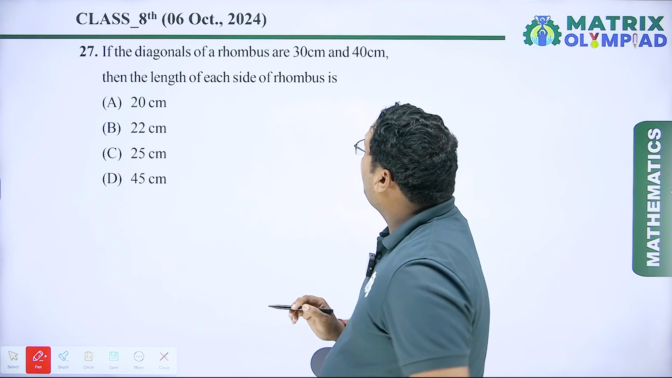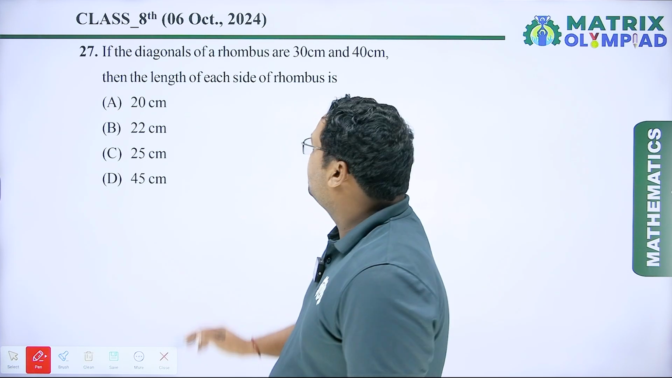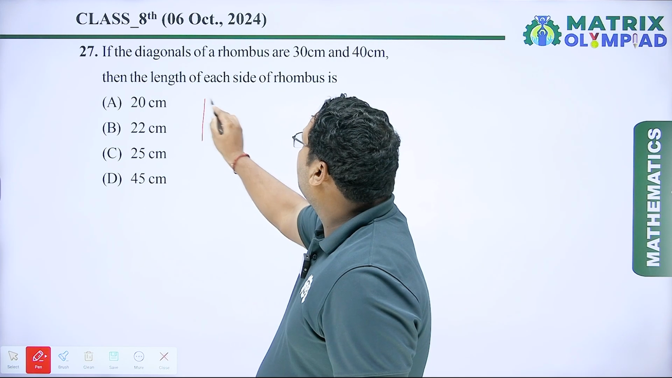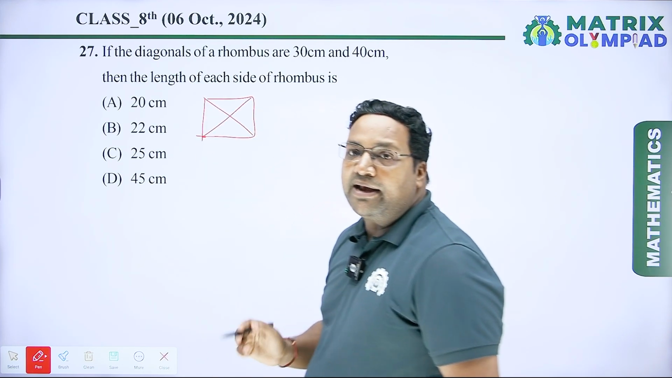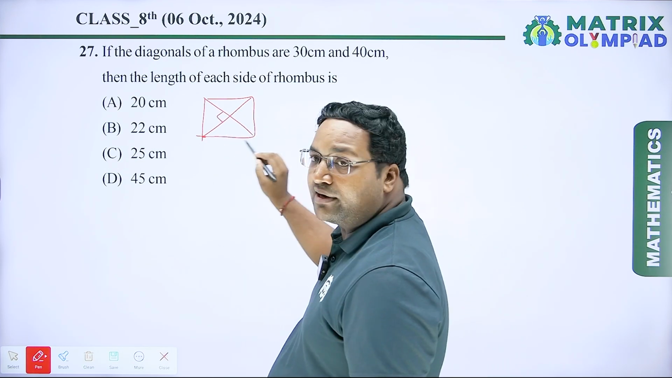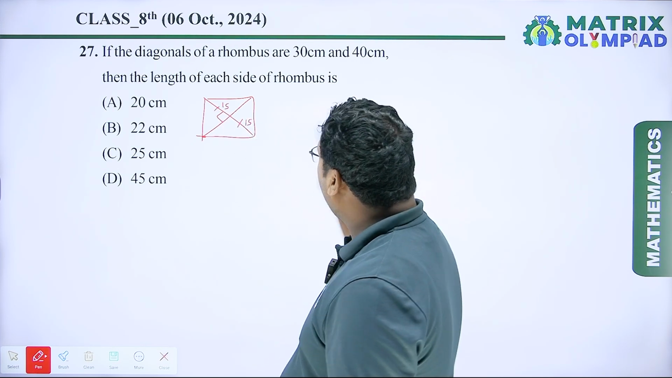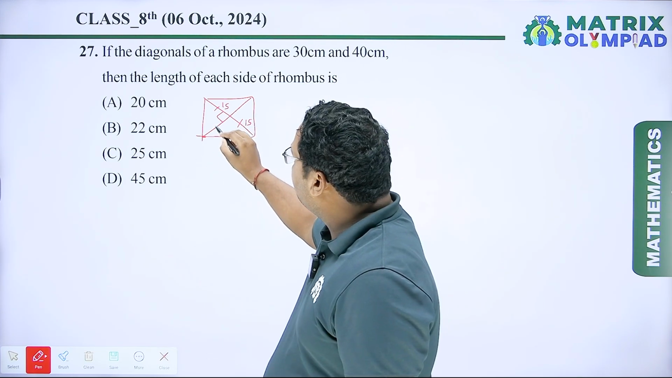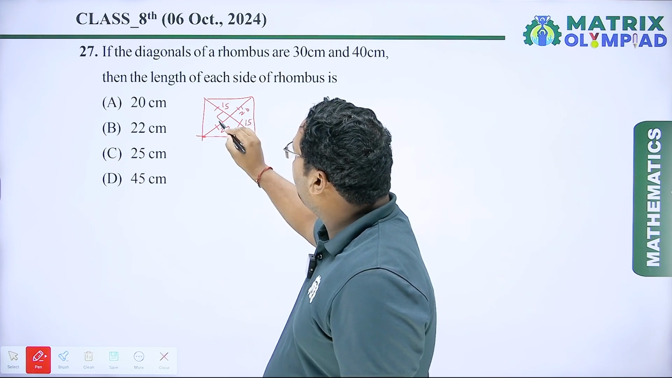If the diagonals of a rhombus are 30 centimeter and 40 centimeter, then the length of each side of the rhombus is. Here it is given the diagonals of a rhombus, and we know the diagonals of a rhombus bisect at 90 degree angle. So this angle is 90 degree. Let's assume this diagonal is 30. So this length is 15 and this length is 15 centimeter. And the next diagonal is 40 centimeter. So this whole diagonal is 40 centimeter. It is bisected. So this length is 20 and this length is 20, right?